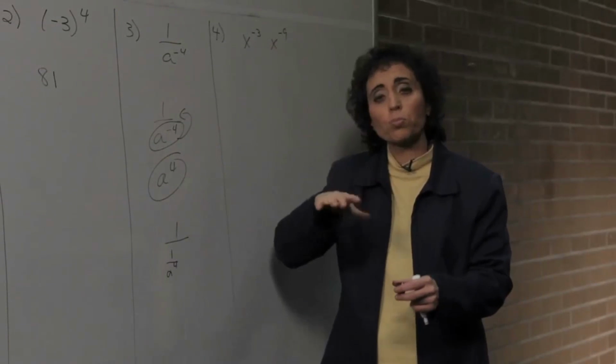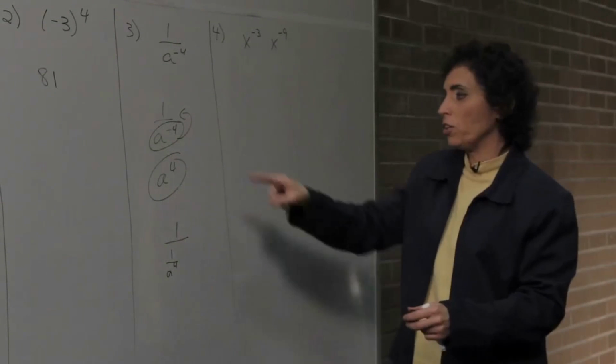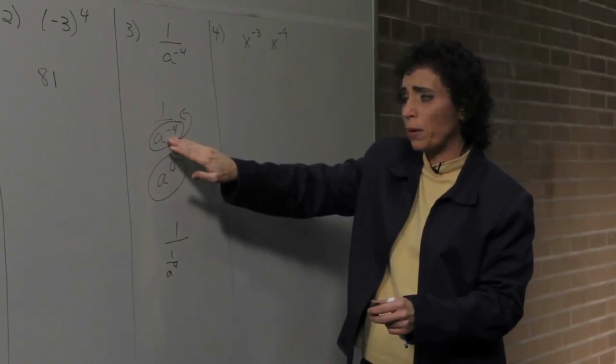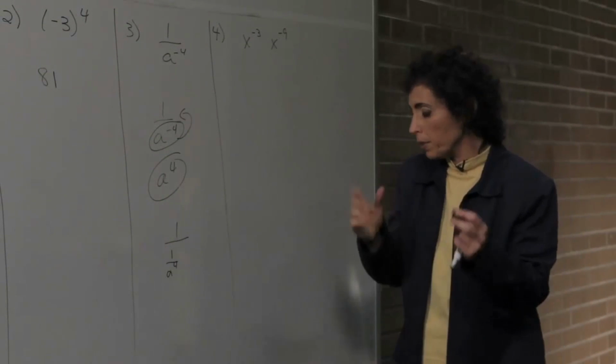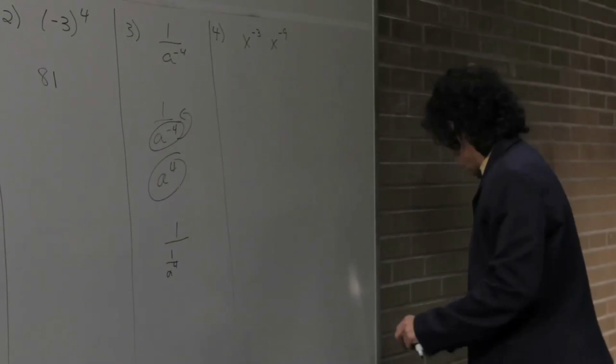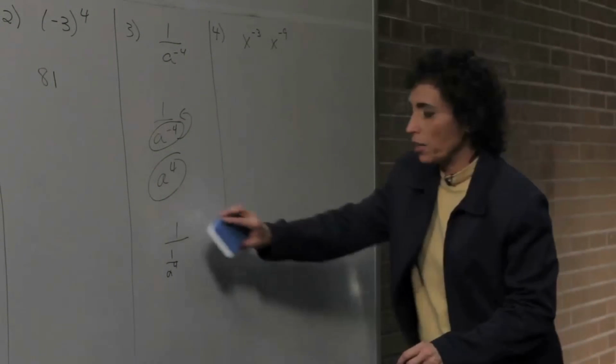So the answer is just blatantly a to the 4th, very easy, because you have 1 times a to the 4th. What happens to the bottom? You have nothing left, or a 1 as a placeholder. When you have 1 on the bottom, you have exactly what you have on the top.